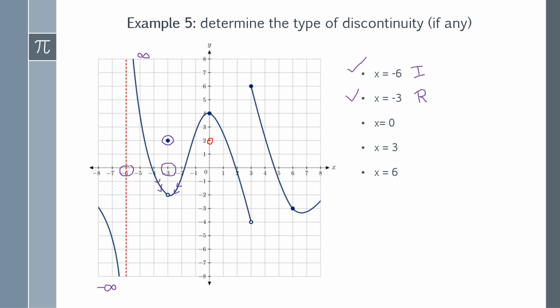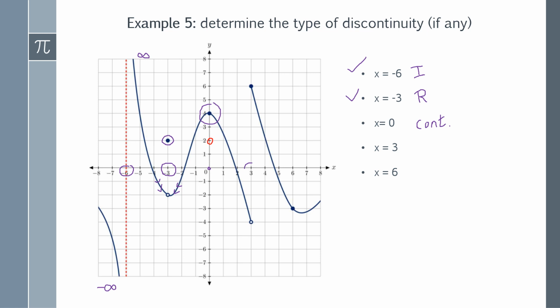All right, what about x is equal to 0? So x is equal to 0 over here. Let's take a look at the point. There's no issue here. x is equal to 0. This is where the function is continuous. Okay, so no problem.